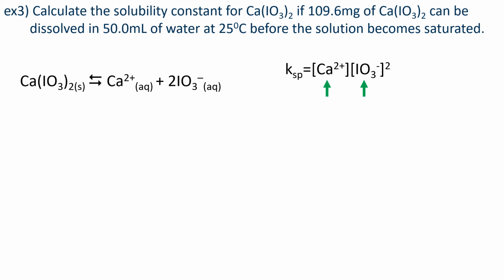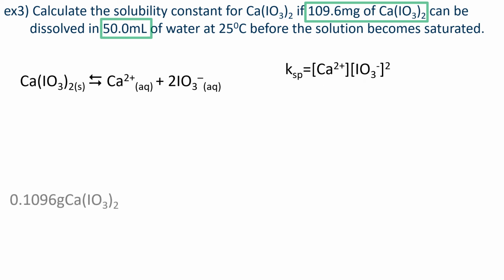Now, how will we find those? Well, we've got milligrams given to us, and we have milliliters. If we've got milligrams, we're going to have to switch that to grams. So to switch it from milligrams to grams, grams are bigger, my number gets smaller. Milli means the decimal moves 3 places, so I have 0.1096 grams of calcium iodate, which I will then switch to moles.